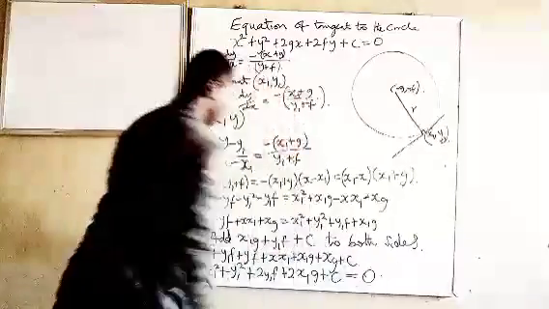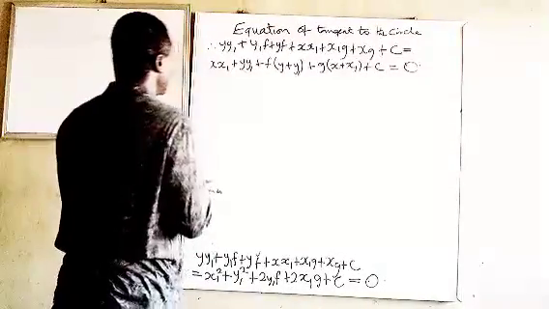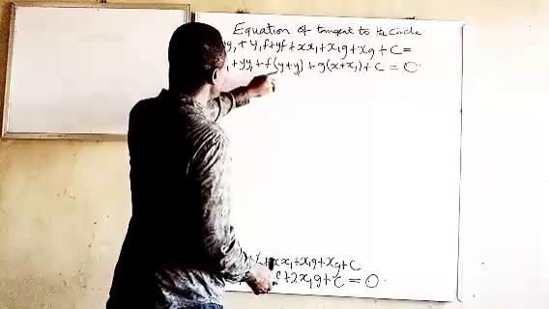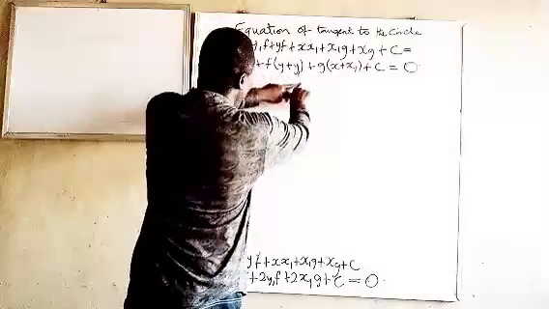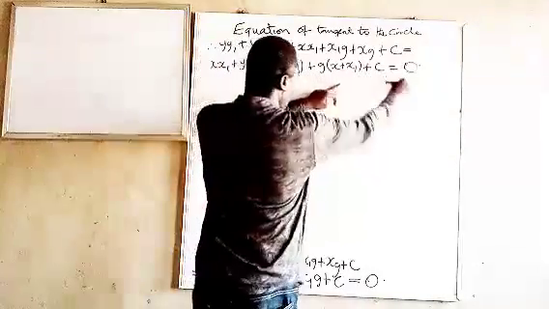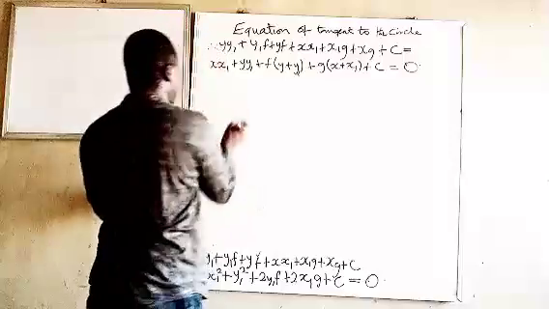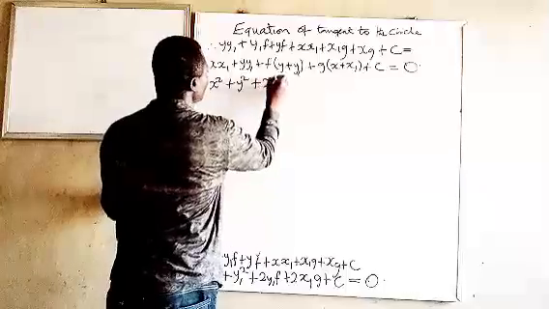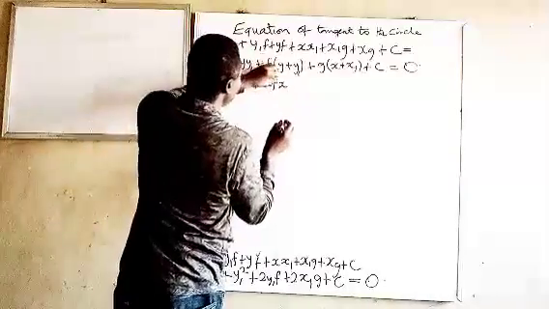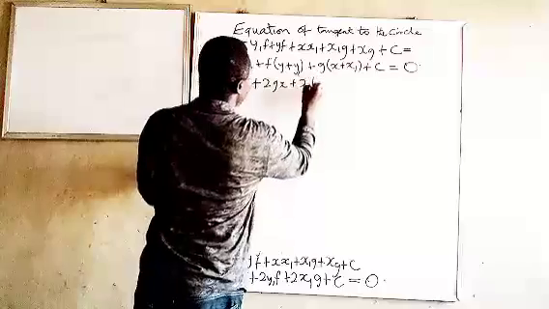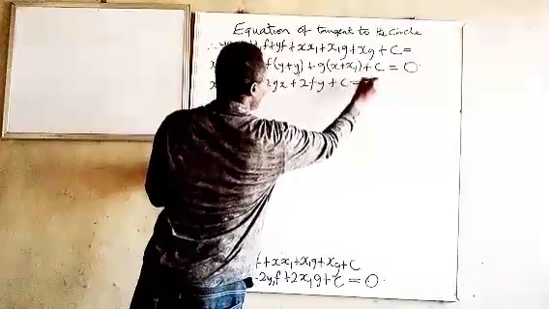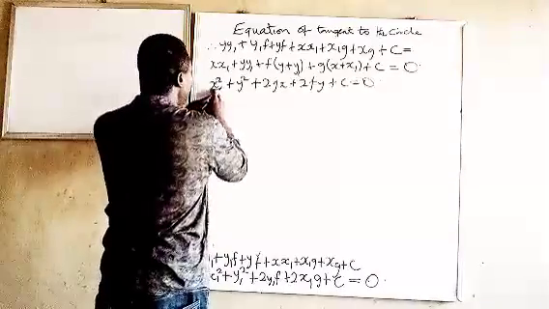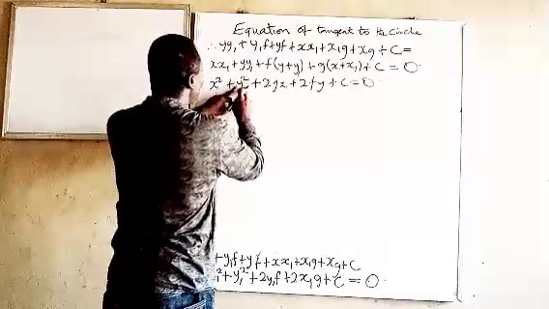It gives us 0. Now, everything at the end of the day becomes xx1 plus yy1 plus f into bracket y plus y1, g into bracket x plus x1, plus c equals 0. What is that saying? If you compare it to the circle equation, x squared plus y squared plus 2gx plus 2fy plus c equals 0, it means we are taking one of this x and replacing x with x1 and one y with y1.